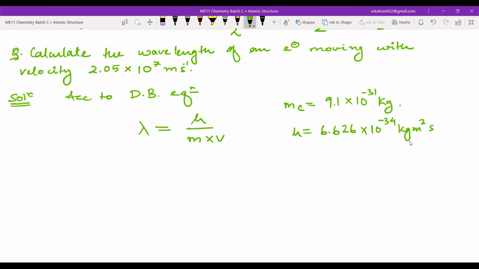Okay, sir. When you have kg meter square, then this will be second inverse, but this will be kg. Okay, Mariam has got the answer. It's in meters. Yeah, it's in meters. Yeah, correct, Mariam.